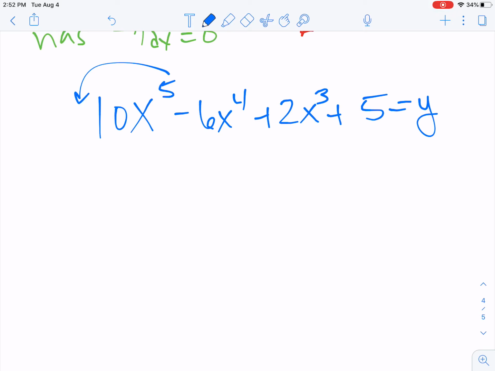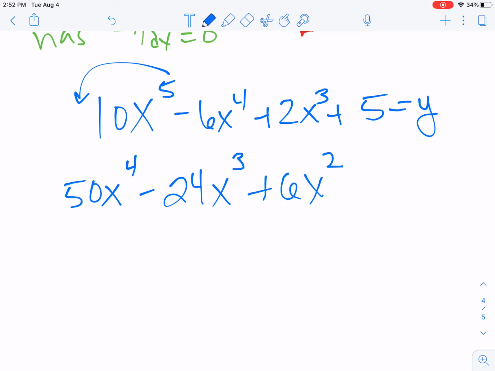So I'm going to bring that here. That's going to give me 50x, and then 5 minus 1 is 4. And then 4 times negative 6 is negative 24, x to the third, plus 6x squared. I hope you noticed earlier that when you have a constant, aka there is not a variable, you're going to end up multiplying by 0, so that term just disappears. And that is the easiest way to take a derivative.